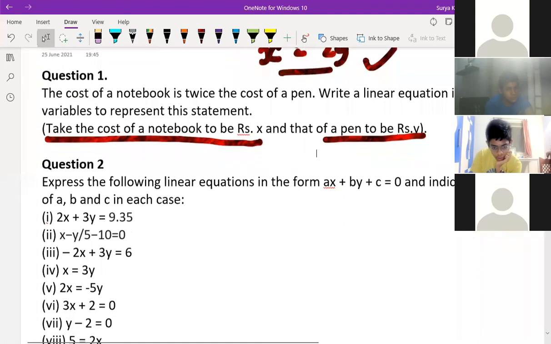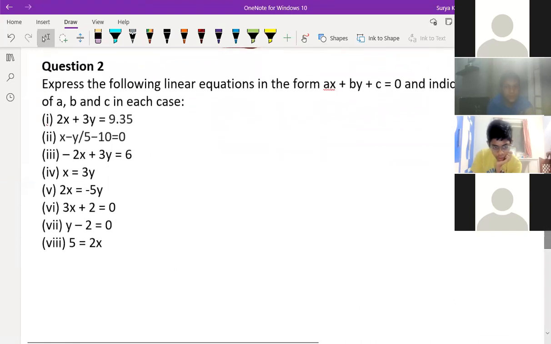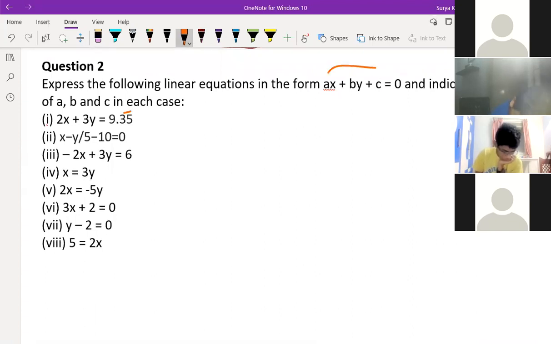Express the following linear equations in the form ax plus by plus c equals 0 and indicate the values a, b, c in each case. So here the bar on the 5 is given in the question, as you can see in the textbook. We have to represent it in this form, children. It means your x, y as well as your constant term should all be on the left hand side, right? So this one you can write it as what?